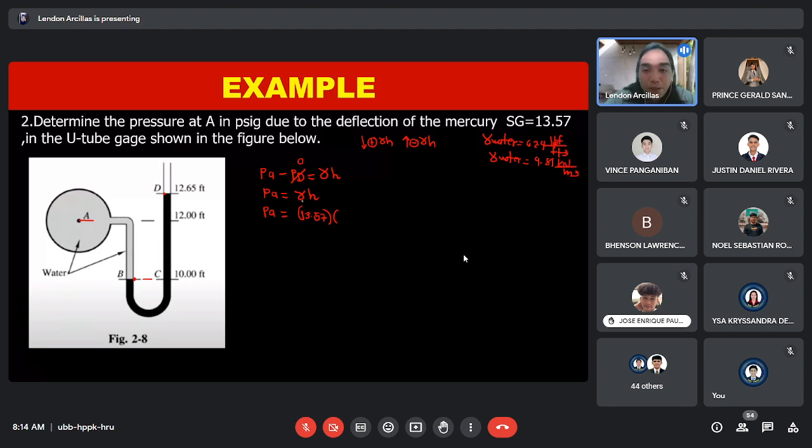So this is the specific gravity of mercury, which is 13.57 times the specific weight of water in English, 62.4 pound force per cubic feet, right? Times the height difference, that is 12.65 minus 10, that is in feet. Okay, ano ba yung magiging sign convention niya, positive or negative? From point D to point C tayo ay bumaba, di ba? So, yun ay tama, positive. Kuha ba? Yes.